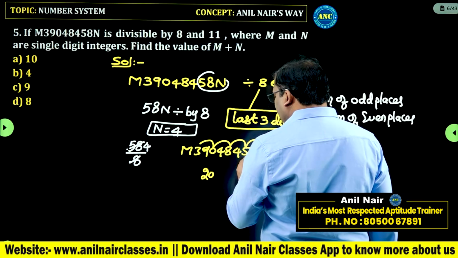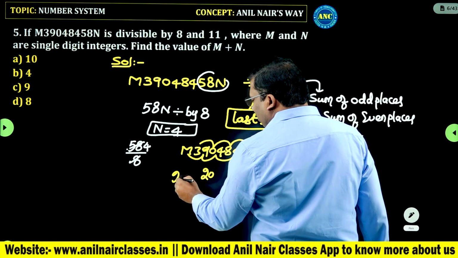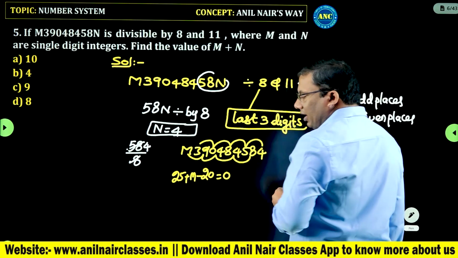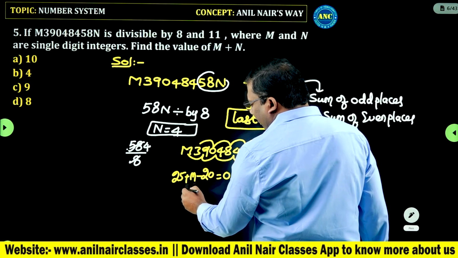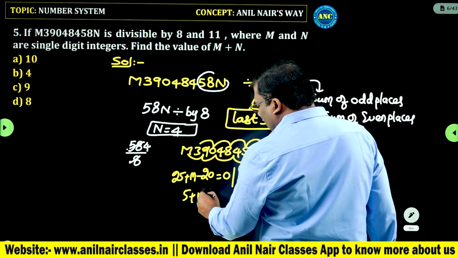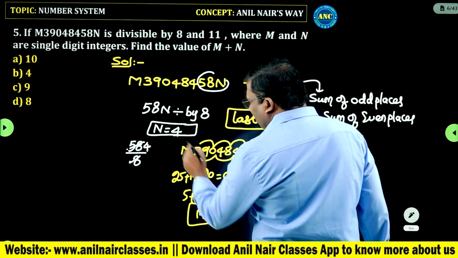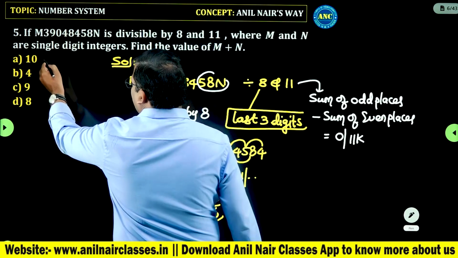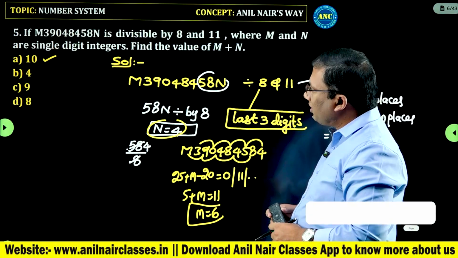This is odd places. Even places: 12 plus 4, 16, 16 plus 9, 25. So that means 25 plus m minus 20 should be 0 or divisible by 11. 25 minus 20 is 5. So 5 plus m should be equivalent to 11. That means m will be 6. If m is 6 and n is 4, the answer for this question will be 10. I hope the idea is very clear to you.